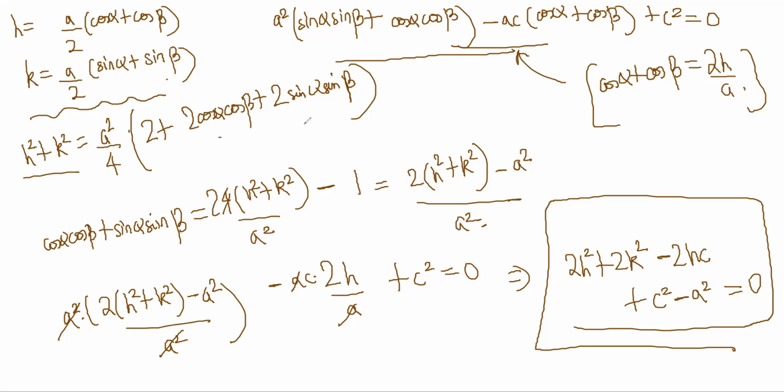So I'm getting cos alpha, cos beta, and sin alpha, sin beta. To eliminate this part, by squaring and adding, I can get this. And after that, it is just about putting it back in this.